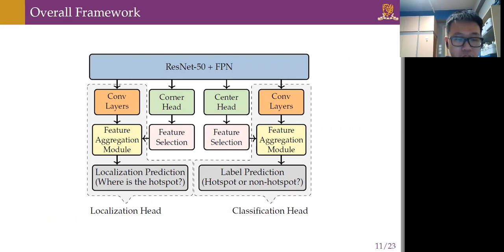The whole framework can be divided into three parts. The first part is a backbone, acting as feature extractor, and the localization and classification head are used to report detection results. As for the corner and center head, they are auxiliary branches in our framework. I will introduce them in detail.